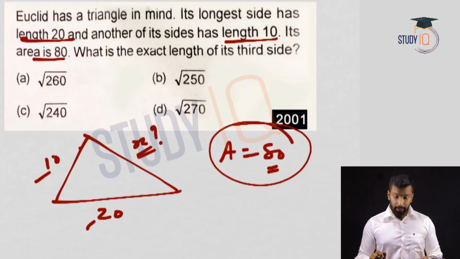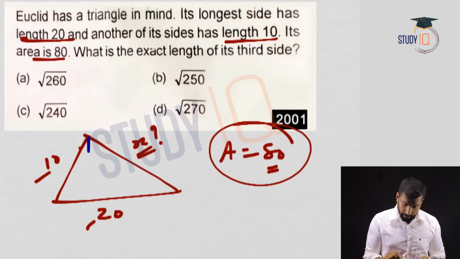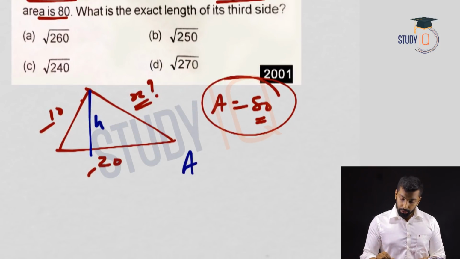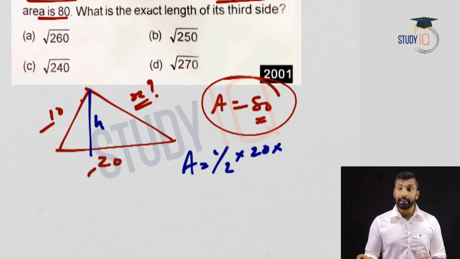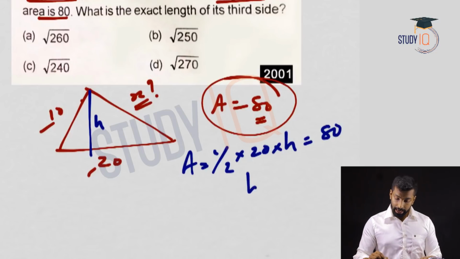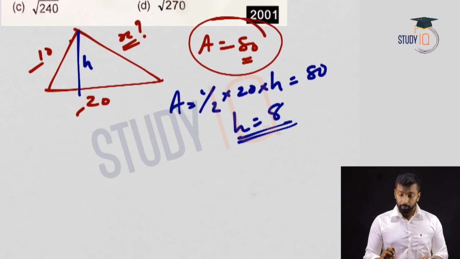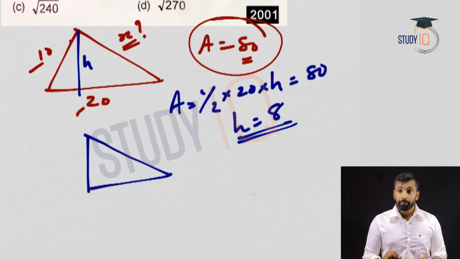So what is the alternate way? What you can do is just drop a perpendicular like this. Then this is height, right? And what is the area? Area is equal to half into base into height. Base is 20 and height is not given. We need to find it, which is equal to 80. So from this you can get h is equal to 8. Now you have reduced this question to this level. This is 8. This is what you need to find out.